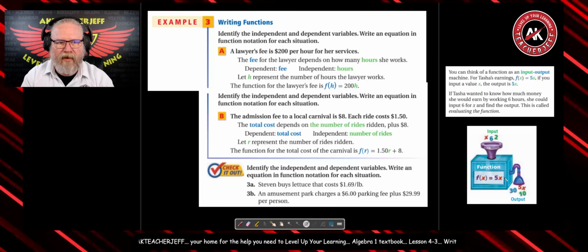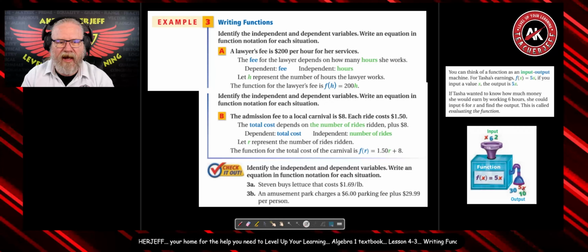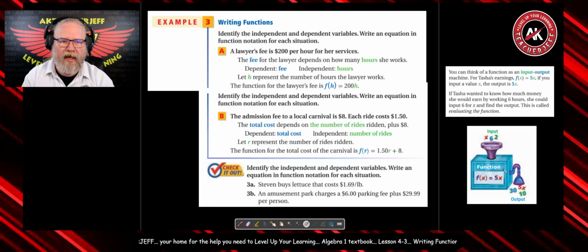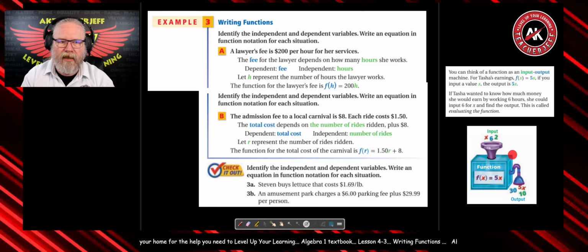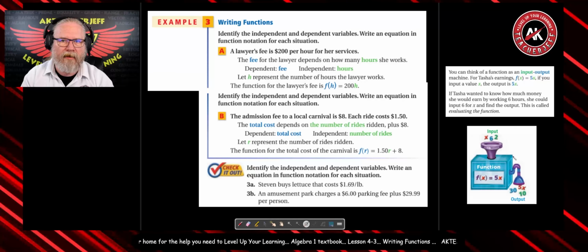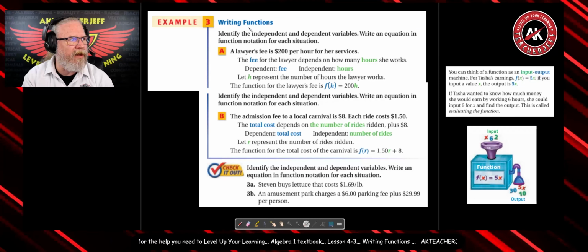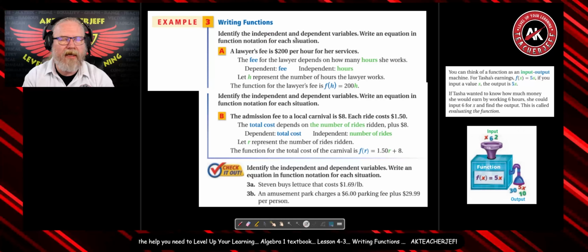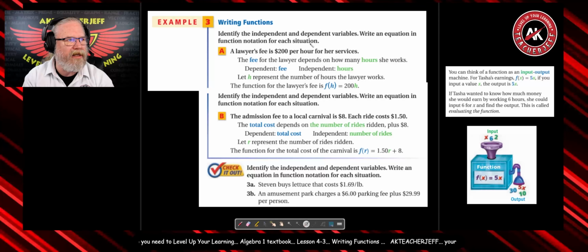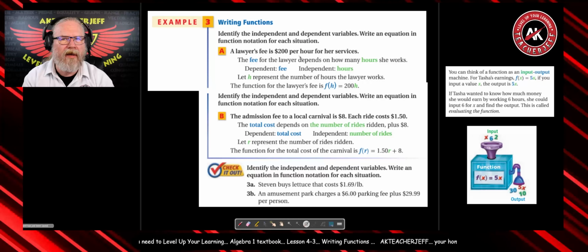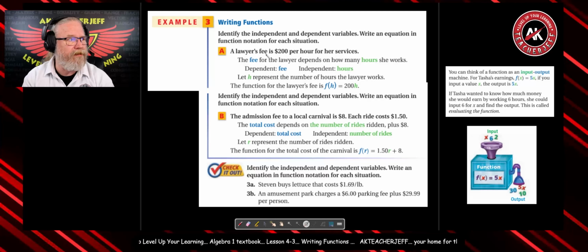It takes whatever you plug into the machine, substitute it for x, multiply it times 5, and it comes out the other side of the machine. This is known as a function machine. Very, very common illustration for teaching the concept of what a function is. So writing functions, here in example 3: identify the independent and dependent variables, write an equation in function notation for each situation. Remember, function notation is just that fancy f of x instead of y thing.